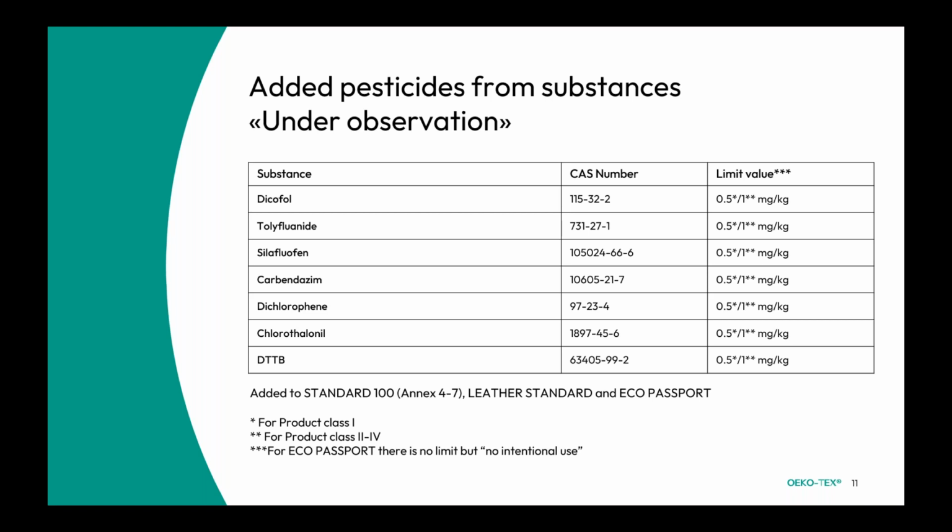We have also added some pesticides, which you can see here. I will not be counting all of them up, but what should be kept in mind is that the limit values are 0.5 milligrams per kilogram for product class 1 of the Standard 100 and the Leather Standard, and for product classes 2 to 4, the limit is 1 milligram per kilogram. For the Eco-Passport, we don't really have limits. We just have it as no intentional use, so they should just not be used as part of the products themselves.